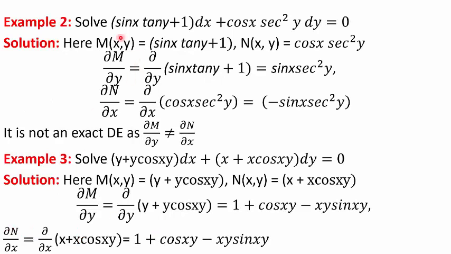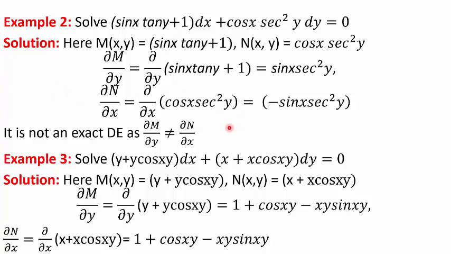In the second example, the differential equation is (sin x tan y plus 1) dx plus cos x sec square y dy. M is sin x tan y plus 1, N is cos x sec square y. Now, if I differentiate M with respect to y, we get the partial derivative as sin x sec square y. And del N by del x comes out to be minus sin x sec square y. They both are not equal. They differ by a minus sign. So, del M by del y is not equal to del N by del x. And the method which we used in our example 1 to find the solution cannot be used here.